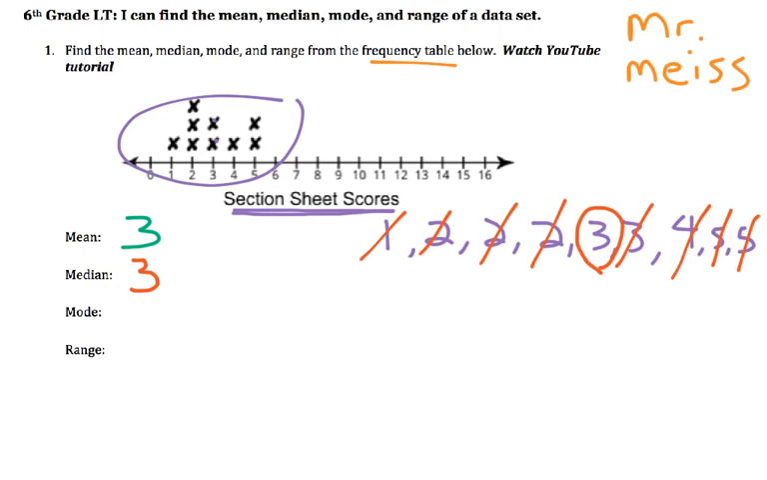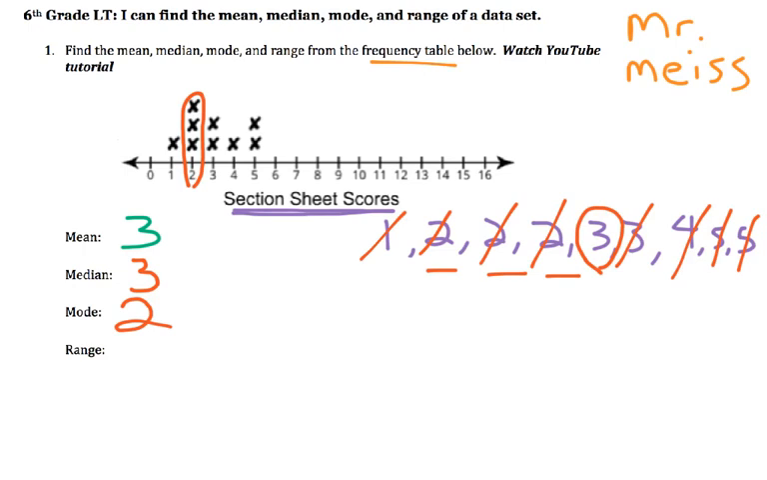The mode is whichever number, or in this case, whichever section sheet score shows up the most. And the cool thing about a frequency table is it's basically whichever stack is the highest. So if we look at 2, we can tell that we have 3 of those, and the other numbers either only occur twice or once or not at all. So in this case, the mode is 2. And if that didn't make sense, you could also look over here and be like, oh yeah, 2 shows up more than any other number.